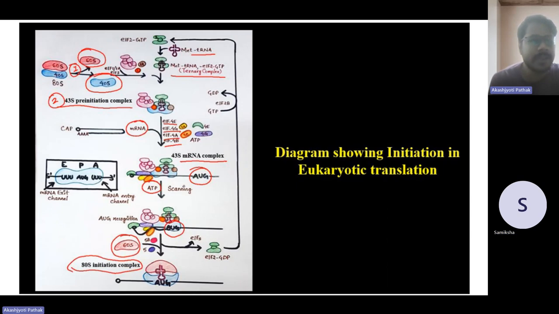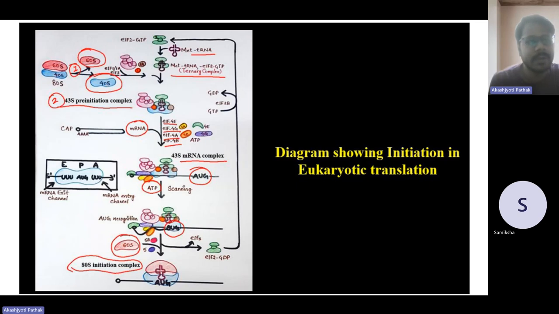So you see, this is the figure where this entire translation initiation has been explained. This is the 80S complex, which is composed of the large subunit 60S and the 40S. In the first step, the two subunits get dissociated, 60S and 40S, right? And then what are the initiation factors which are coming?